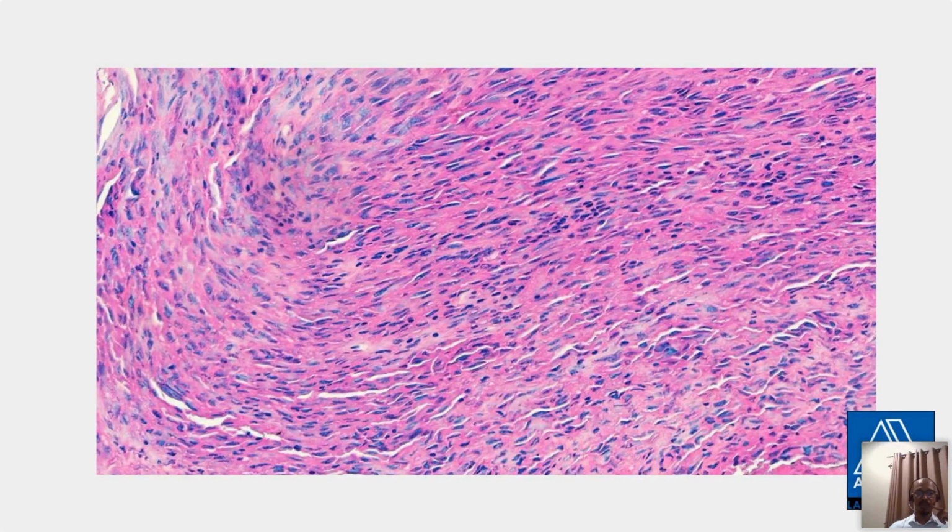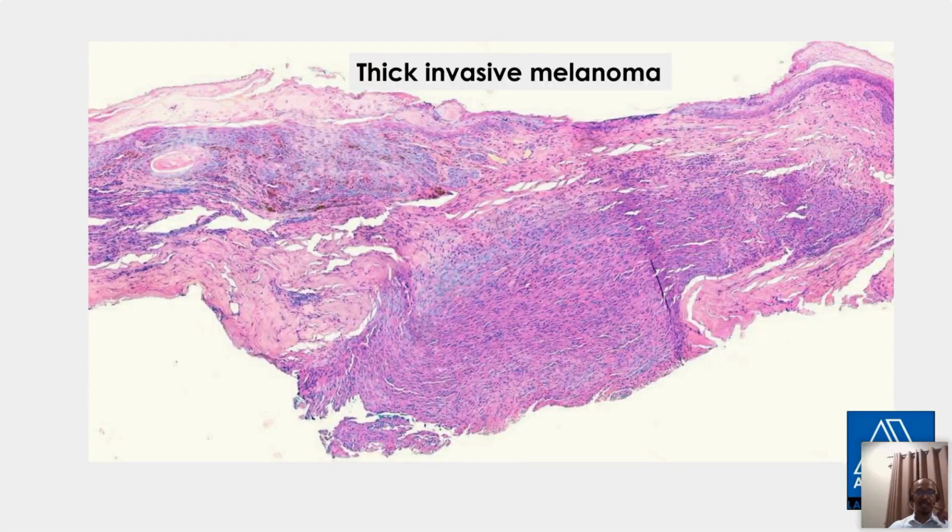And when you go to higher power, you can appreciate cellular detail. Actually, the cells look almost spindled. Because of that circumscription, we favored this lesion to actually be a nevus, but unfortunately, this was actually a melanoma which recurred, and that recurrence was sent to another lab, and we were informed that actually that lesion that we reported a few months ago, it wasn't a nevus, but rather melanoma.